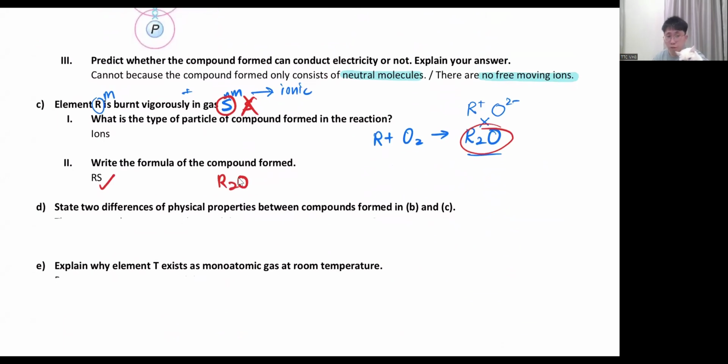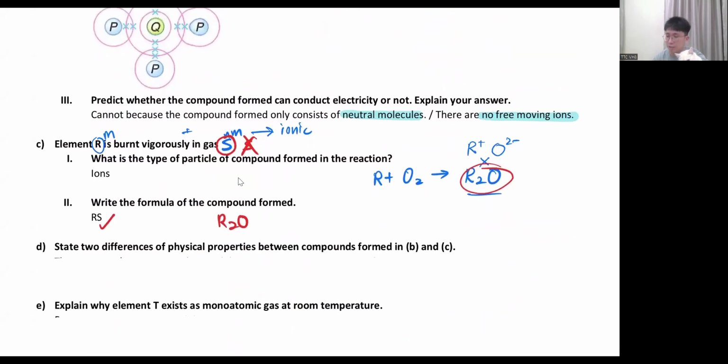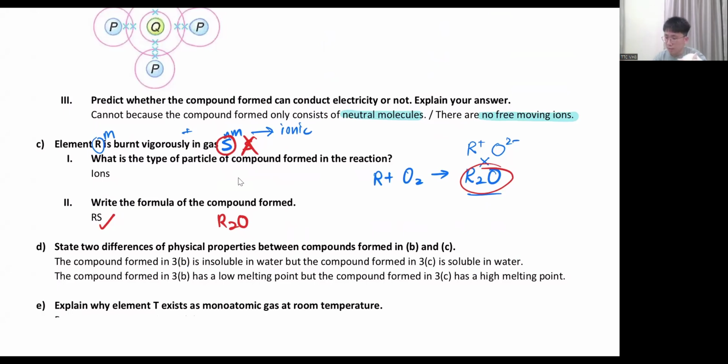Okay. State two differences of physical property between B and C. So B is what? B is covalent, C is ionic. Okay, guys. Compare covalent and ionic in terms of physical property. Melting point, boiling point, electrical conductivity, all these can be answered. You see. So compound B is low melting and boiling point, but for C is high melting point. Because low melting point is what? Covalent. High melting point is ionic.